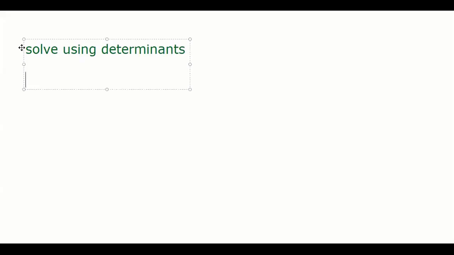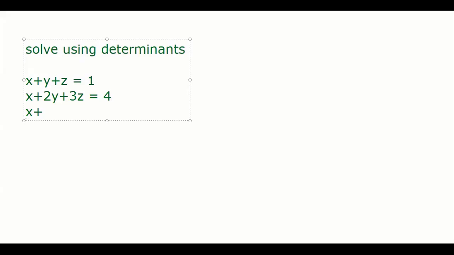And I'll give you three equations. Suppose my first equation is x plus y plus z equal to 1. Second is x plus 2y plus 3z equal to 4. And third one is x plus 3y plus 5z equal to 7. This is the system of non-homogeneous equations.